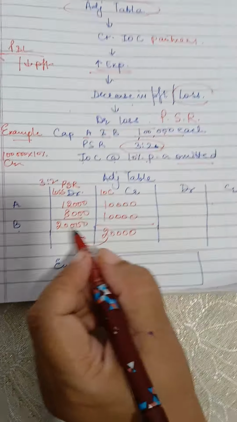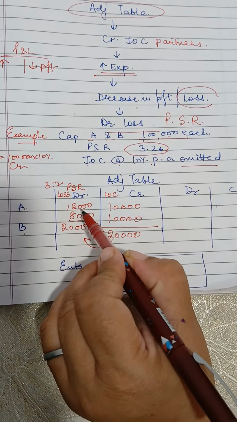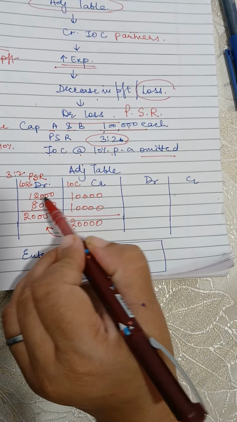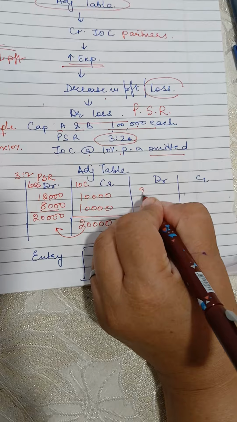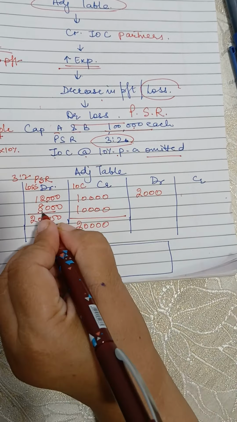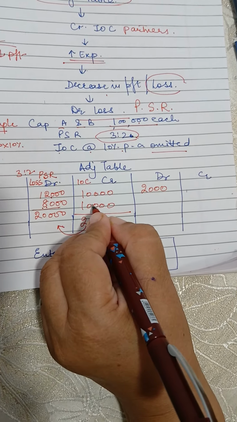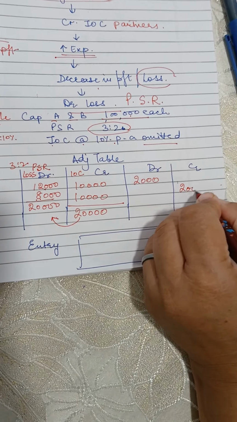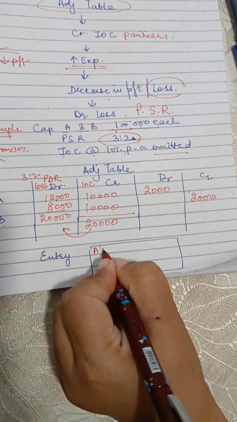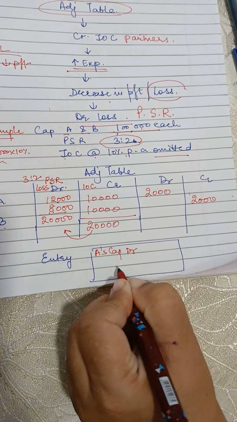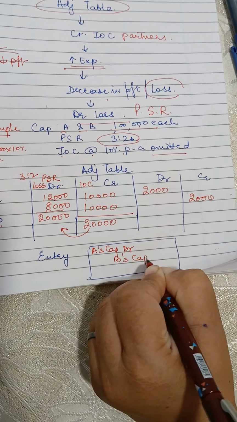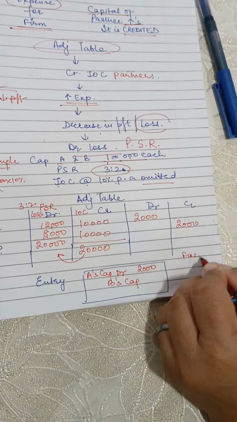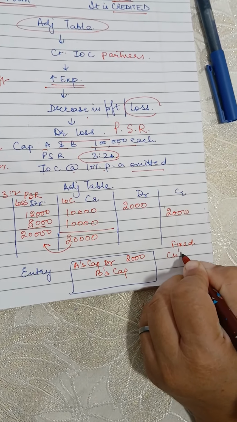Again, we'll do the same rule which we were doing in the previous example. We are debiting A with 12,000, crediting with 10,000. What is more? Debit. How much more? 2,000. B: 8,000 debit, 10,000 credit. What is more? Credit. How much more? 2,000. So the entry becomes A's capital debit, B's capital credit, amount is 2,000. But if the capitals are fixed, we will use the word current account.